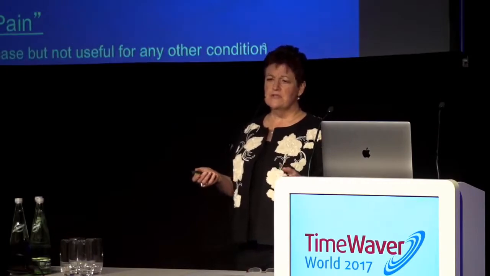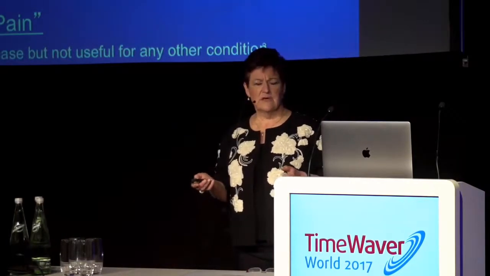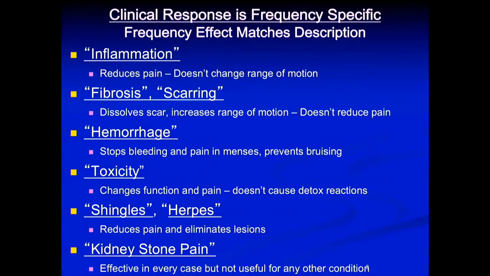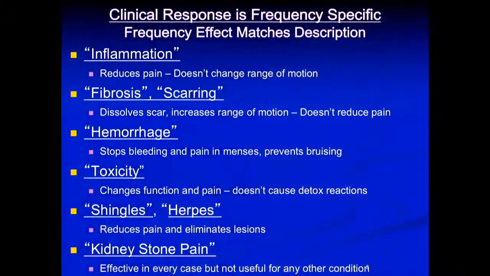So the frequencies are very specific, and I did not give this list yesterday, I don't think, but the frequency for inflammation reduces inflammation, and that's all it does. It doesn't change range of motion. It doesn't do anything except reduce redness and swelling and pain and inflammation. That frequency does only that. There's a frequency for fibrosis and scarring that increases range of motion, but does nothing for inflammation. Does nothing for pain unless the pain is being caused by the scarring.